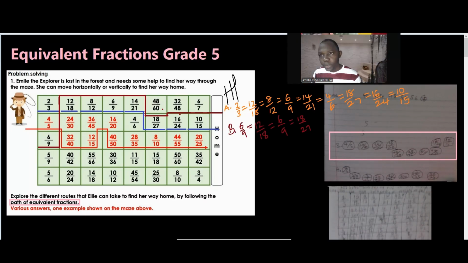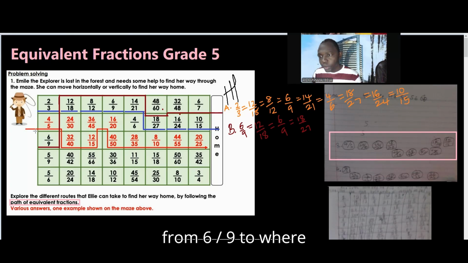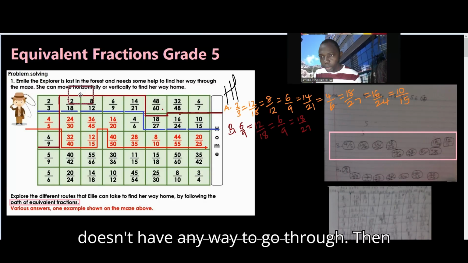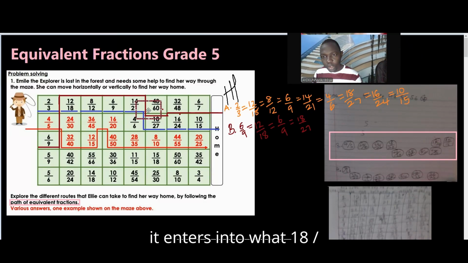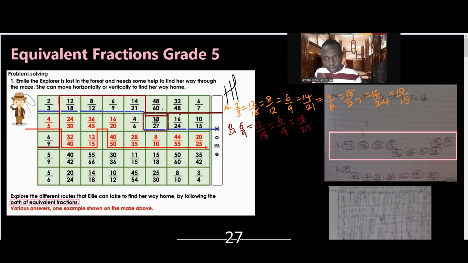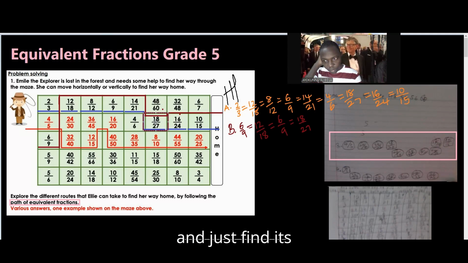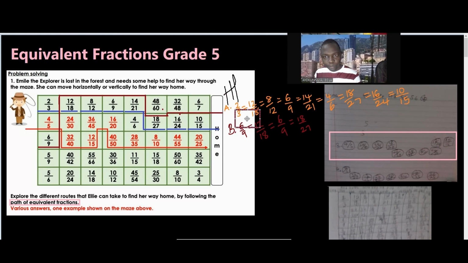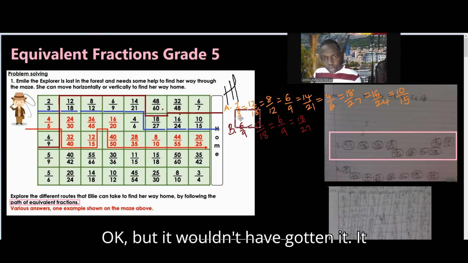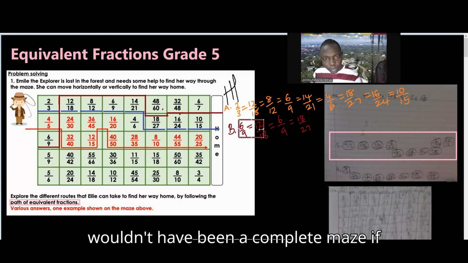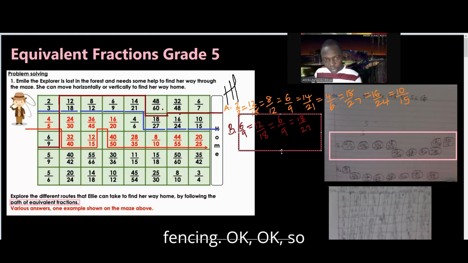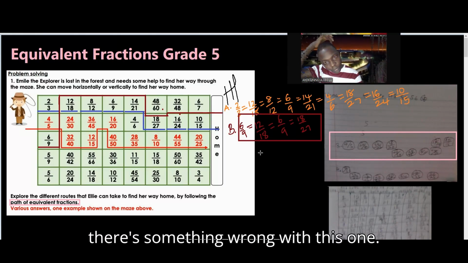The second route we found is from 6 over 9 to where? 12 over 18. Then it doesn't have any other 6 over 9 to go through. Then it enters into what? 18 over 27. Then it just finds its way along the perimeter home. Okay, but it wouldn't have gotten home. It wouldn't have been a complete maze if you can't pass through the perimeter fencing. So there's something wrong with this one.